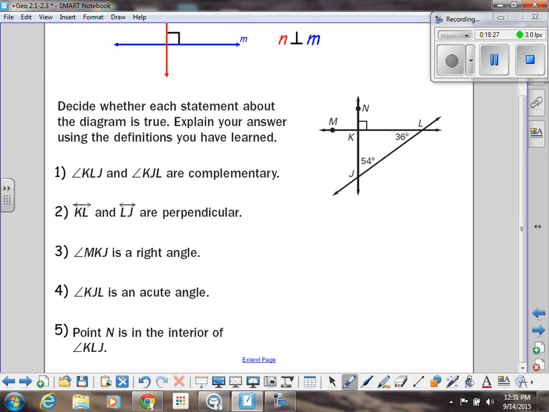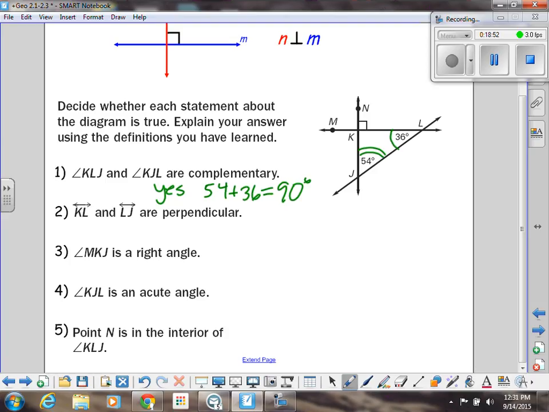The first one is saying KLJ, that's this one, and KJL are complementary. So what do we think about those? Are those complementary? Yes, because 54 plus 36 equals 90 degrees, and that's what complementary means, right?